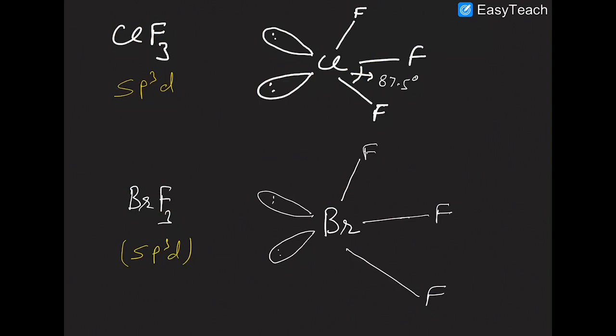Now look at the structure of ClF3. Hybridization is sp3d, so it is a bent T structure. Why? Because of the presence of two lone pairs. The bond angle should be 90, but here it is not 90, it is 87.5. Similarly here also, due to the presence of lone pairs, the bond angle is near about 86. Sure about that or not?